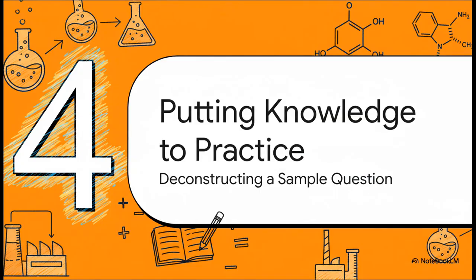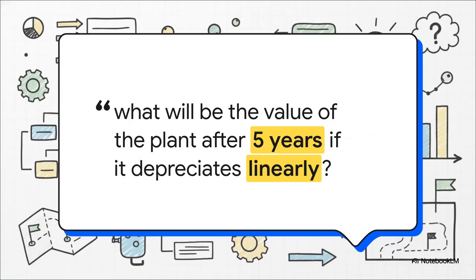All this theory is great, but let's make it real. Let's take an actual sample question straight from the study guide and pull it apart step by step so we can see exactly how all these ideas work in the real world. So here's our question. It's from the process economics section. A plant costs $500 million, its salvage value is $50 million after 15 years, and it depreciates linearly. The question is, what's the plant worth after 5 years?